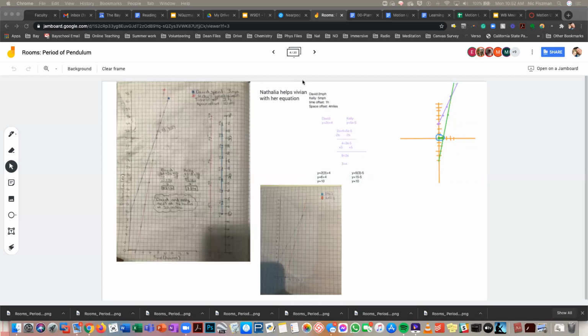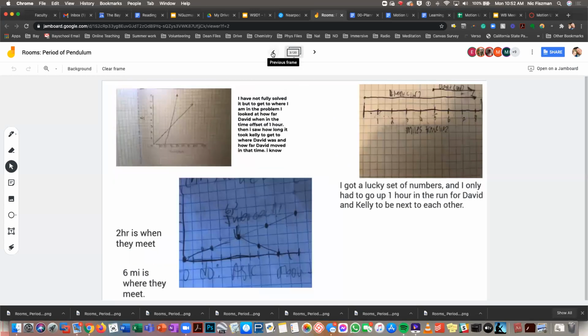Yeah, Molly, what picture are you on? What room were you in? I think 3. Okay. So talk to us. Yeah, so mine is like the blue looking one.